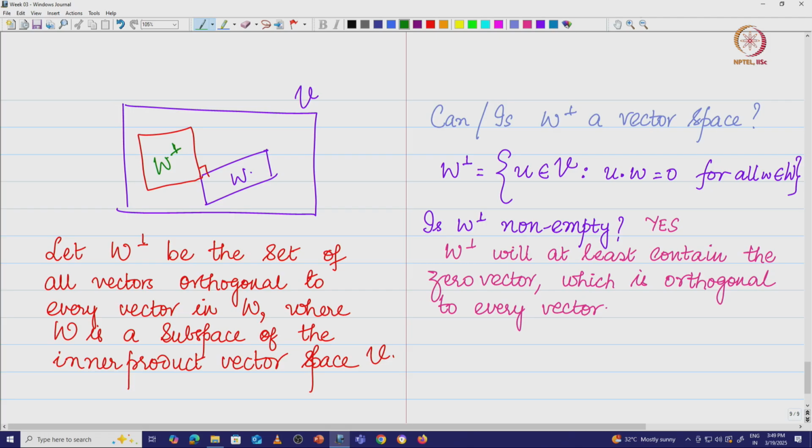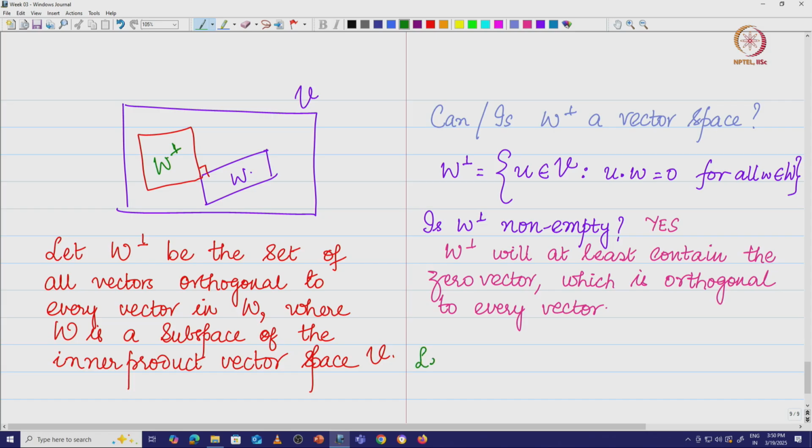Now what am I going to do? I am going to take 2 vectors from W perpendicular and then prove that it is closed under addition. We already saw that with the inner product, u dot (v plus w) is u dot v plus u dot w. So we are going to make use of all that and see if closure happens.